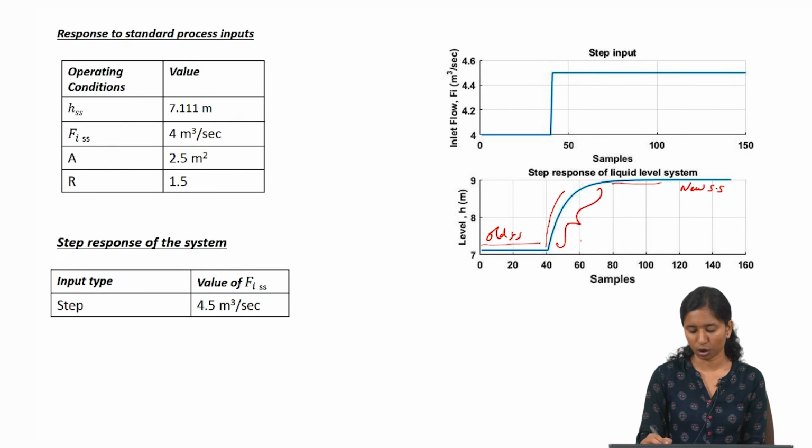So, this period is called the transient period, and this is the steady state of the liquid level system, the new steady state of the liquid level system.